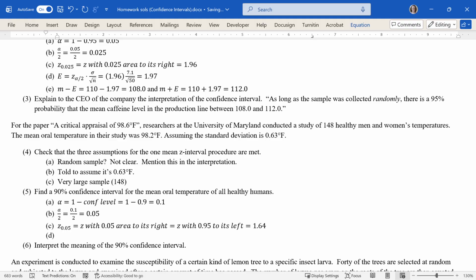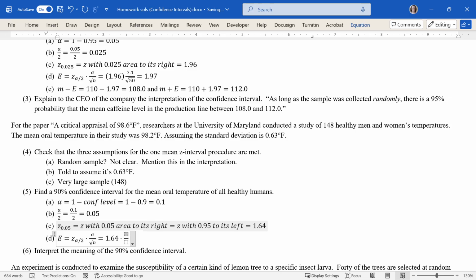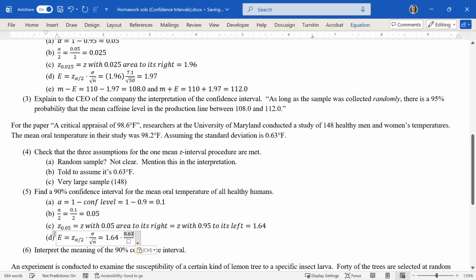Okay, so now we're going to calculate the margin of error, and the formula is up here, so I'm just going to copy it from up here. So it's our z alpha over 2, which we just looked up is 1.64, and then we're multiplying that by sigma, the standard deviation, which we were told to use 0.63.